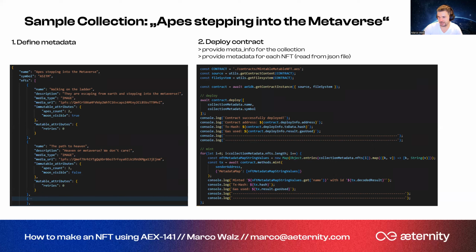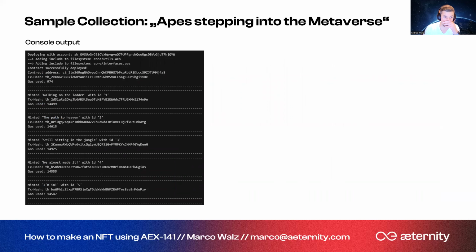It's not for the typical users yet, so you don't have a fancy UI. But I mean, this is why we have the hackathon, to let the community come up with great solutions, and I'm really looking forward to seeing something cool there. And this is how the console output looked on the left side. You see the account we used, that it was successfully deployed, the contract address that was created, and then all the output for each NFT that has been minted, the transaction hash, and the gas used. So pretty cool, simple and easy to follow.